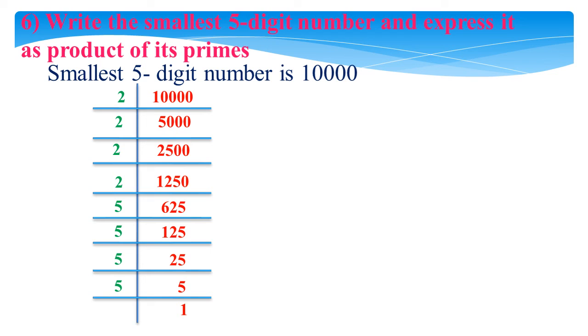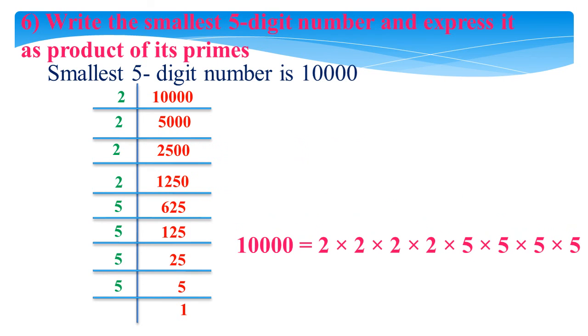So finally we want to write the prime factors. So 10,000 is equal to 2 into 2 into 2 into 2, 5 into 5 into 5 into 5.